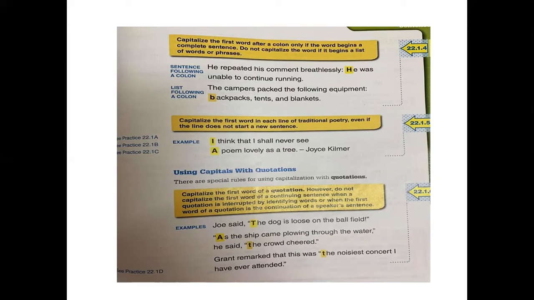But in the next one: the campers packed the following equipment: backpacks, tents, and blankets. So it is the list of the things that refer back to the previous sentence. So here, if it is a list of something that follows the main or the previous sentence, I would not capitalize it.